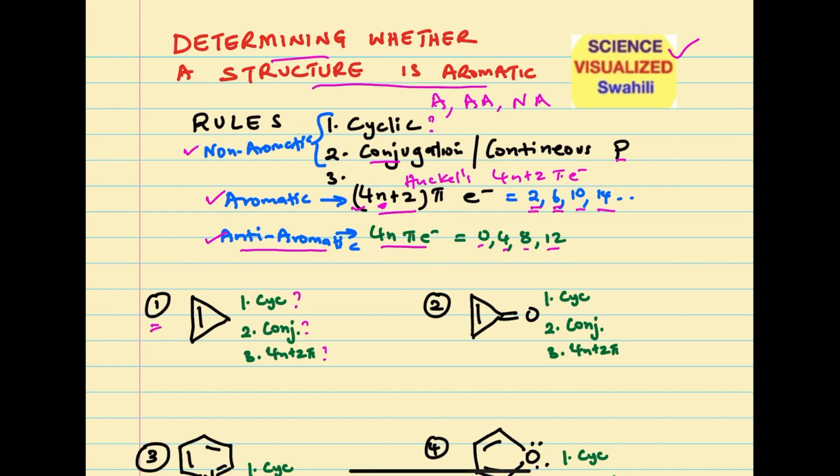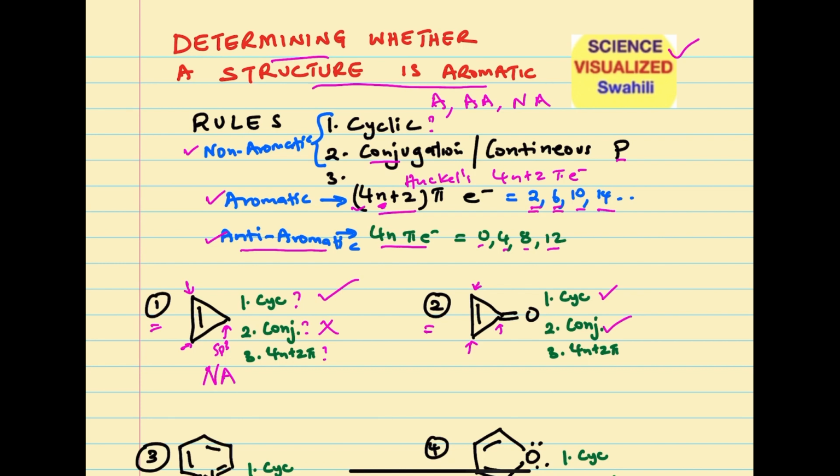Looking at this first structure, number 1, we see that it is cyclic, so that's yes. Number 2, this carbon is sp2, so they all have p orbitals, but this one here is sp3, so that fails. It's not fully conjugated, and because of that, this structure is non-aromatic. Number 2, this structure is cyclic. We see that each atom in the ring has a p orbital, so it's fully conjugated, because here you have a double bond, same thing here, same thing there, so it satisfies the second rule.